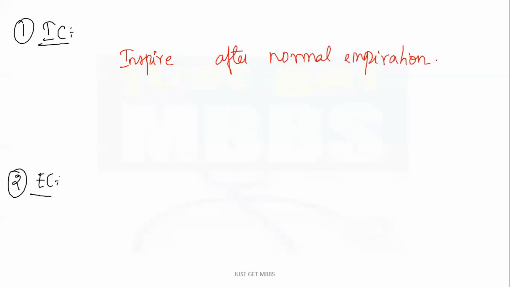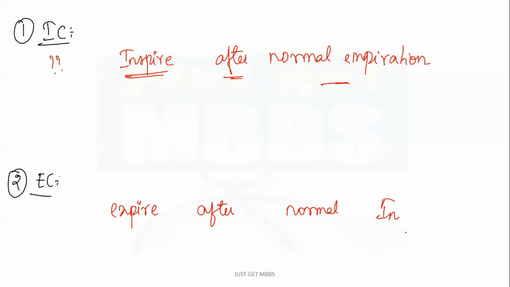What was inspired reserve volume? Inspiration after forceful inspiration. You do a forceful inspiration. As a result of forceful inspiration, what is the amount of air that you are inspiring? It is called what? Inspired reserve volume. But when I say inspiratory capacity, amount of air that the patient can inspire after a normal expiration. What is expiratory capacity? Amount of air a person can expire after normal inspiration.